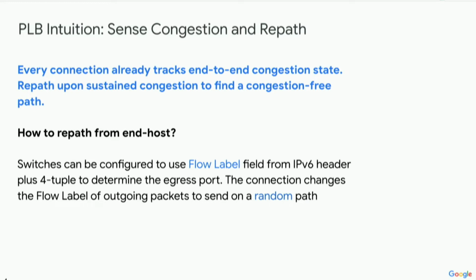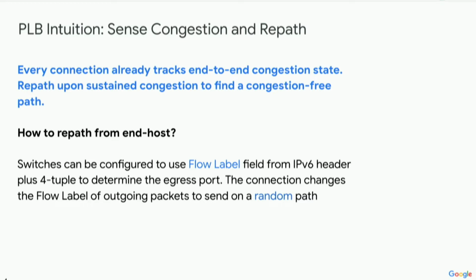We propose that the transport layer is the best place to track congestion. The congestion control module already tracks the end-to-end congestion via ECN or delay. PLB can leverage that information to then make a repathing decision. For how to repath at the host, with a simple configuration change, switches can be made to use the flow label field from the IPv6 header in addition to the 4-tuple for hashing.